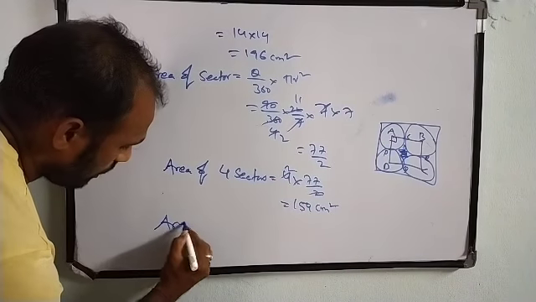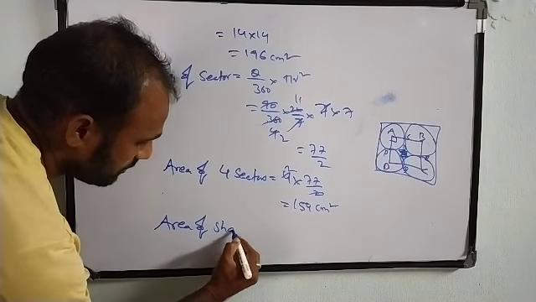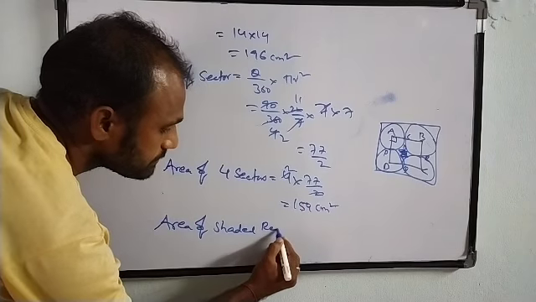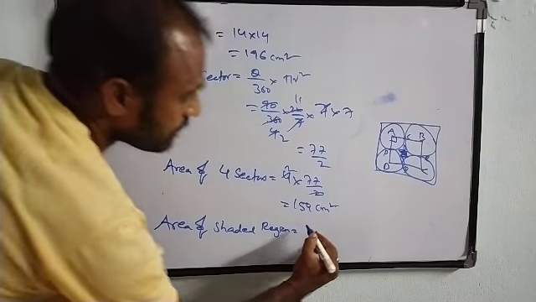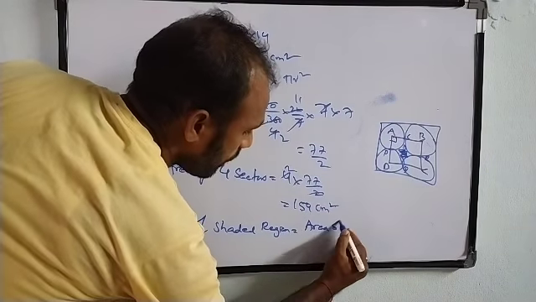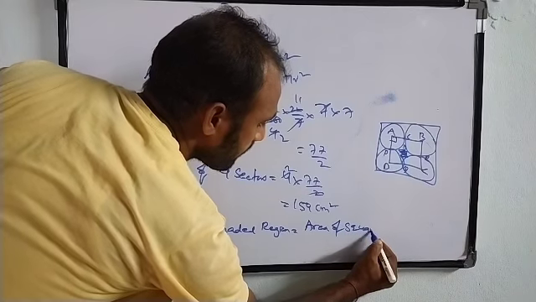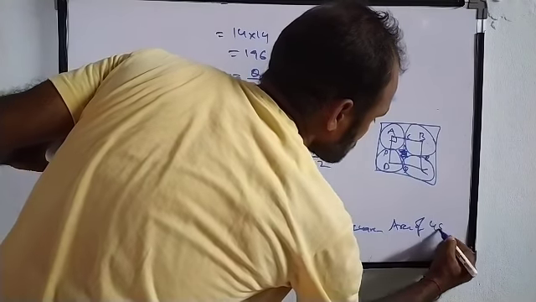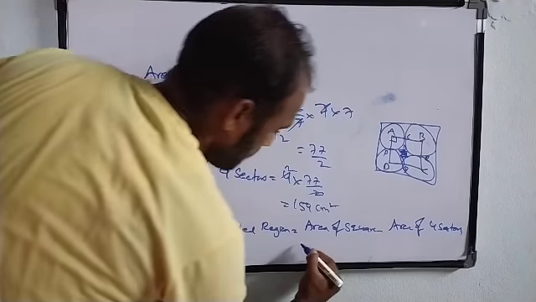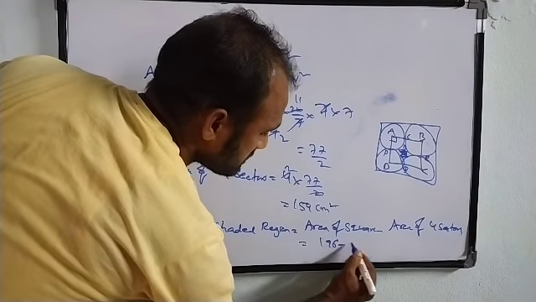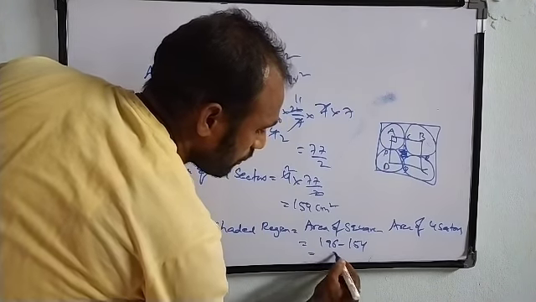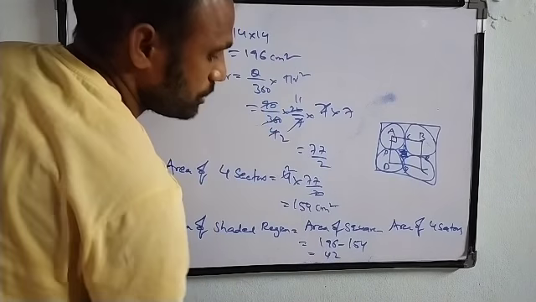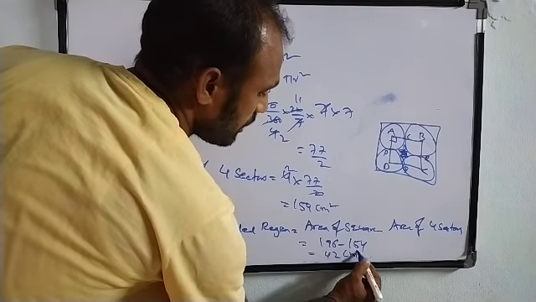So area of shaded region is equal to area of square minus area of 4 sectors. The area of the square we have 196 minus 154, which is 42 centimeter square. So this is the area of the shaded region.